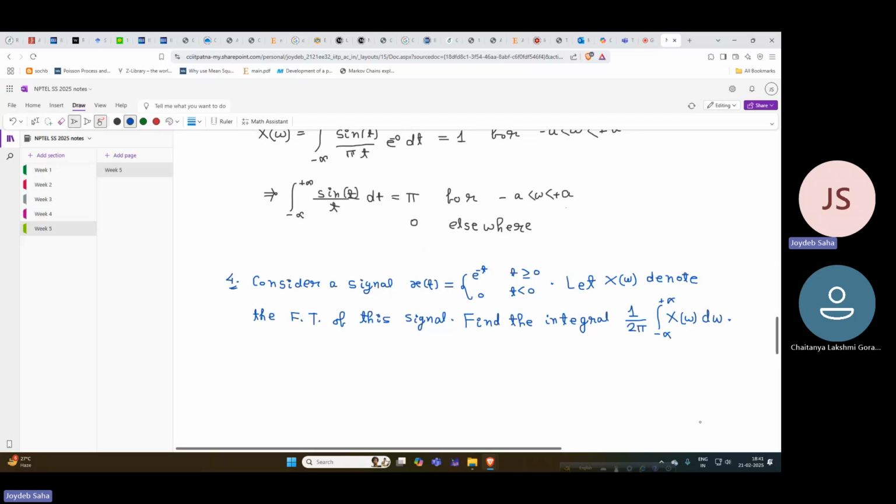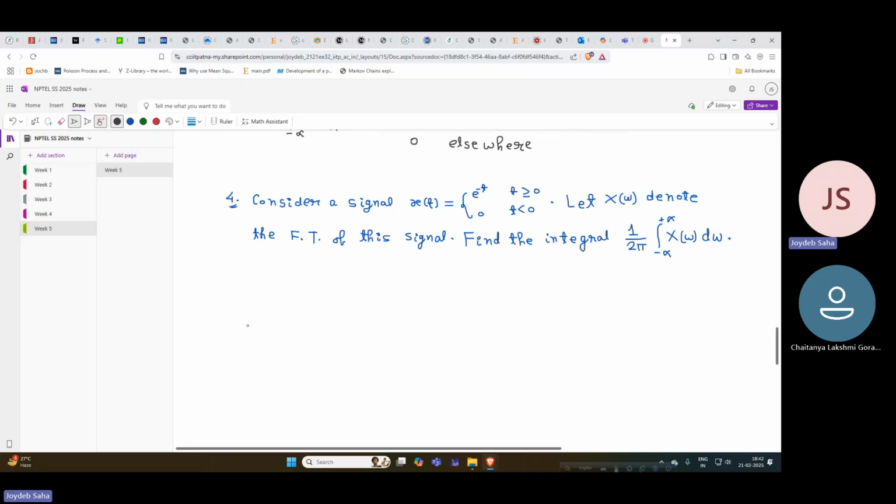Okay, so consider a signal x(t) equal to e to the power minus t for t greater than or equal to 0, and 0 for t less than 0. Let X(omega) denote the Fourier transform of the signal. Find the integral 1 upon 2 pi, minus infinity to plus infinity, X(omega) d omega. How can we calculate this? It is a very interesting question and very simple question too.